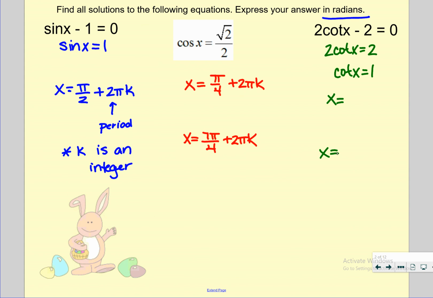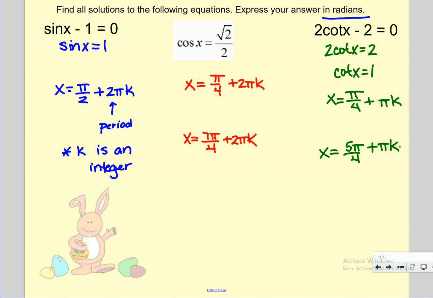Where in quadrant 1 do we have a cotangent of 1? Pi over 4. And where in quadrant 3? 5 pi over 4. And then if I want to include all solutions, we're going to add the period times k. What's the period of tangent and cotangent? Those were the two that were weird. Do you remember? Pi. Okay, everything's 2 pi except tangent and cotangent are just pi.